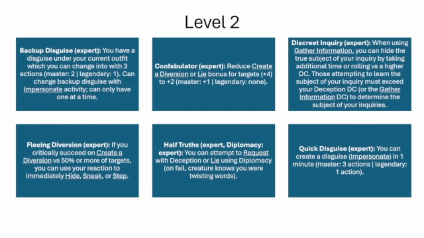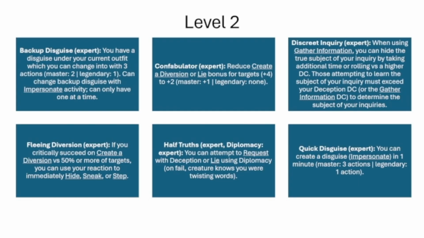The fourth feat is Fleeing Diversion. The way this works is whenever you critically succeed on Creative Diversion versus at least 50% of your targets, you can immediately use your reaction to hide, sneak, or step. Basically, you get one more action, or potentially even 2 or 3, to get away from whatever you just did. It does require succeeding on 50% or more of the targets. So again, if you had 5 people, you can use this feat when you succeed versus 3 of them. But if you only succeed versus 2 of them, then you can't use it. This number can feel somewhat flexible, but it's basically just more than half.